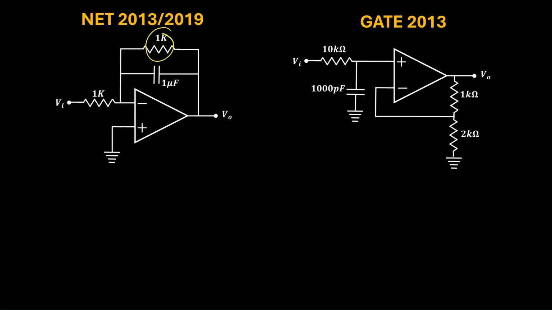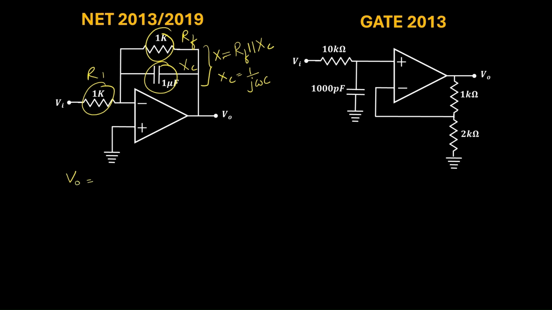Suppose this 1 kilo ohm is denoted by RF and the reactance of this capacitor is denoted by XC. So the effective reactance, I'll denote it by X, is equal to RF in parallel with XC, where XC is equal to 1 by j omega C. Now, if this resistance is R1, then the output will be equal to minus X divided by R1 into V input.